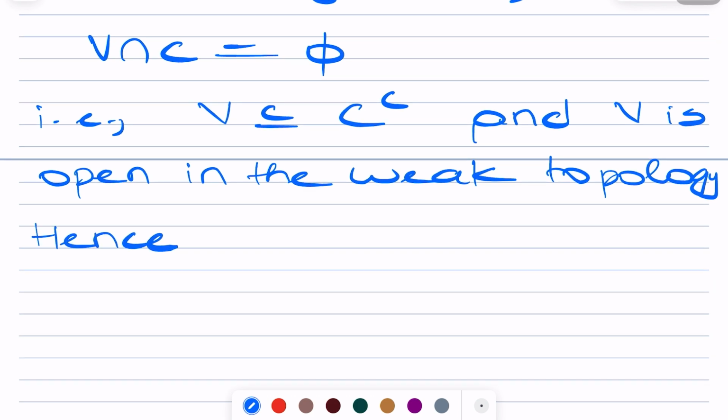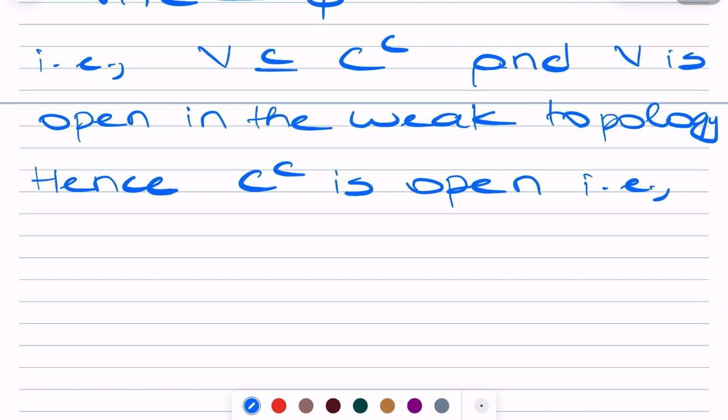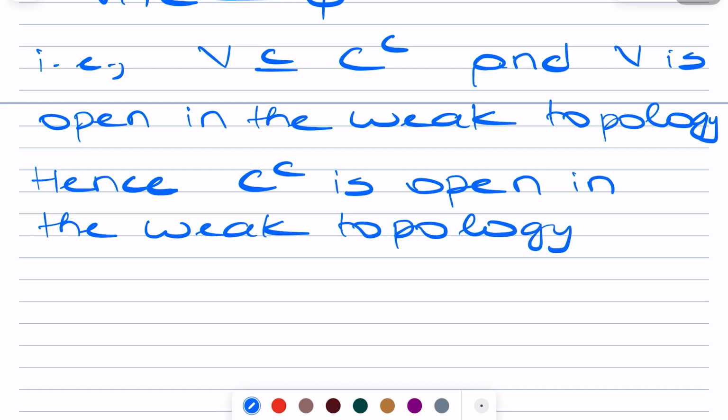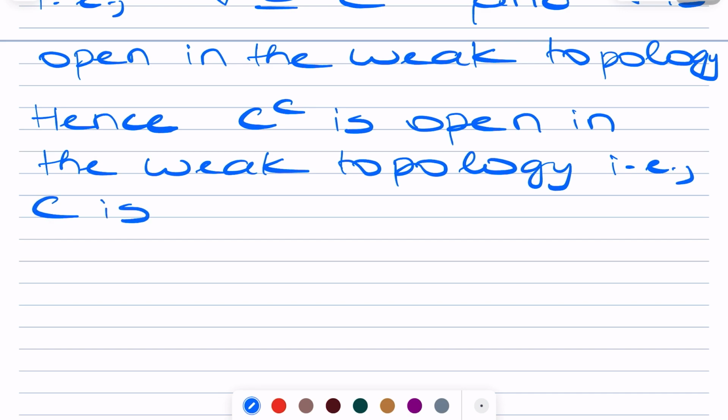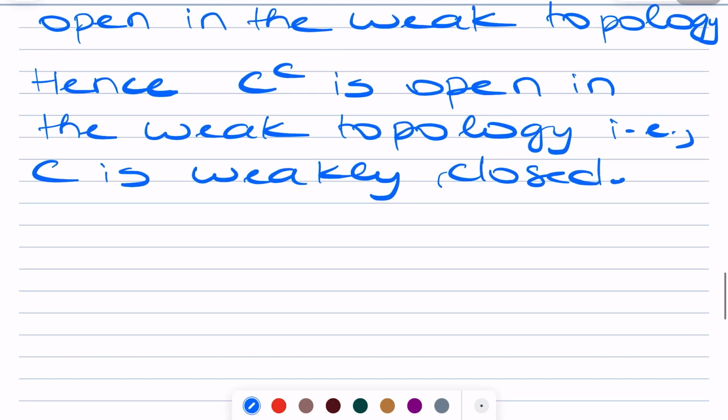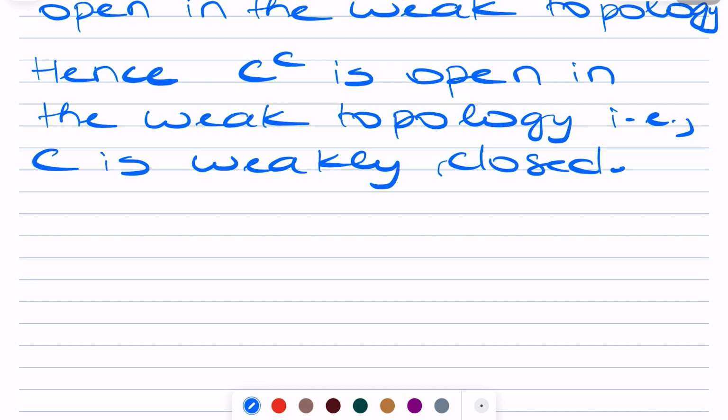Hence, C complement is open. That is, open. Let me just say for precision, it's open in the weak topology. So this means phi is weakly closed. Okay, but so I think that was it, right?